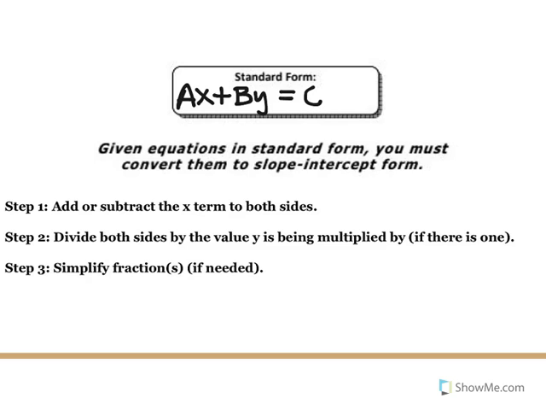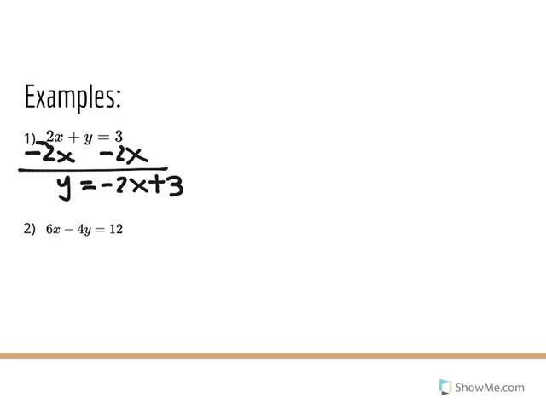My next step was to divide both sides by whatever value was being multiplied by y. I actually don't have a number right here in front of that y, so I don't have to do this step. My last step was to actually simplify fractions. Well, that's great. I don't have fractions, so this is actually my final equation in slope-intercept form. You guys can see it's in y equals mx plus b form.